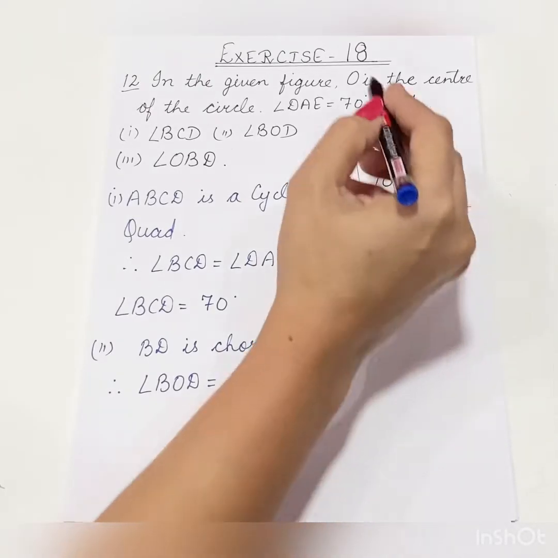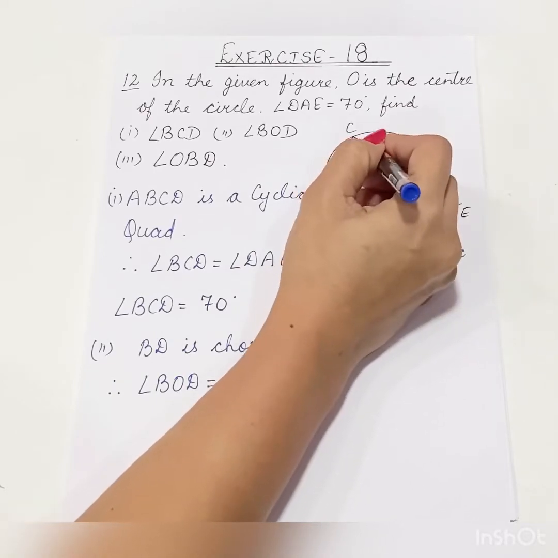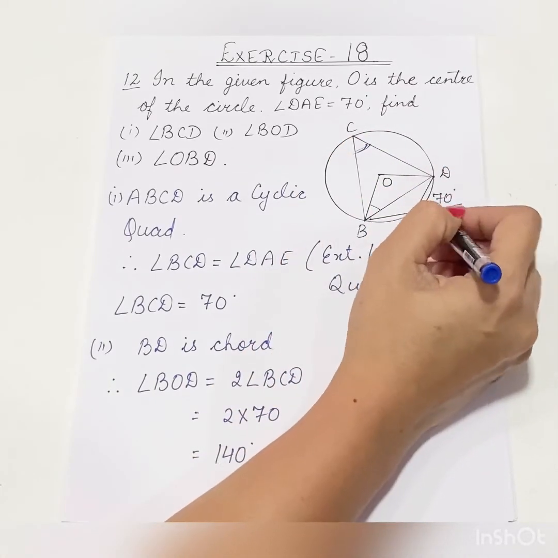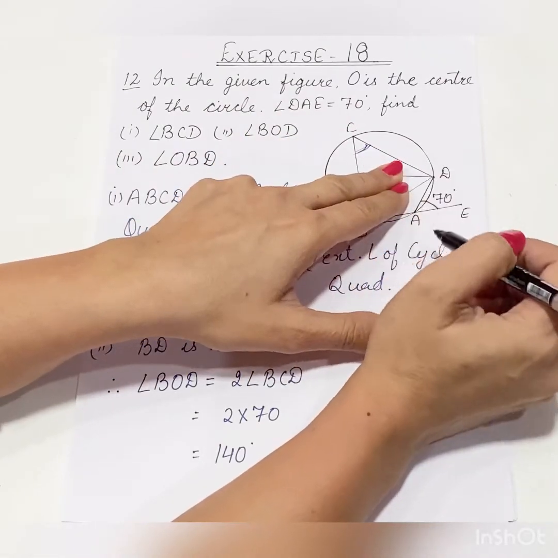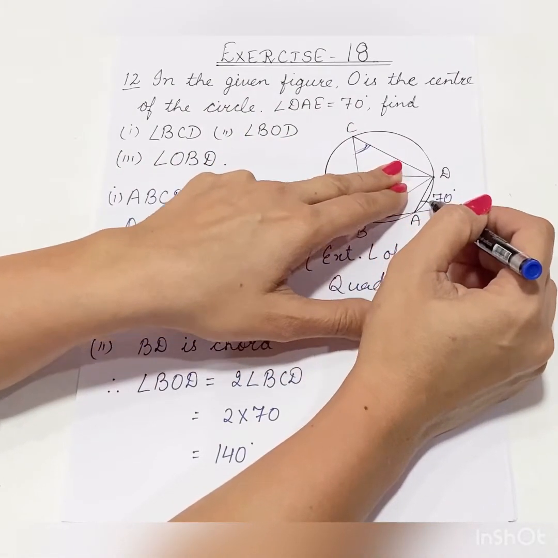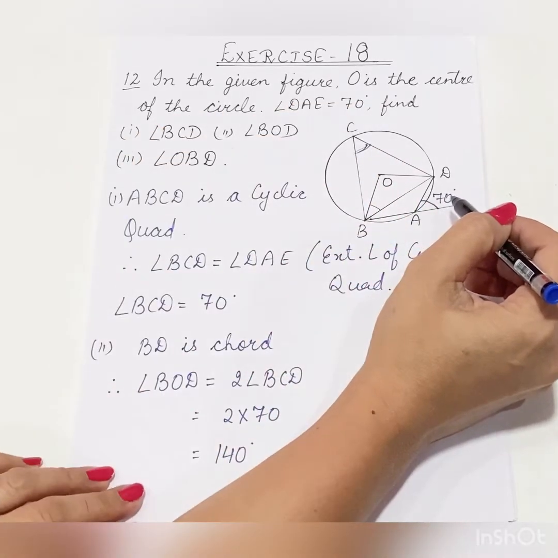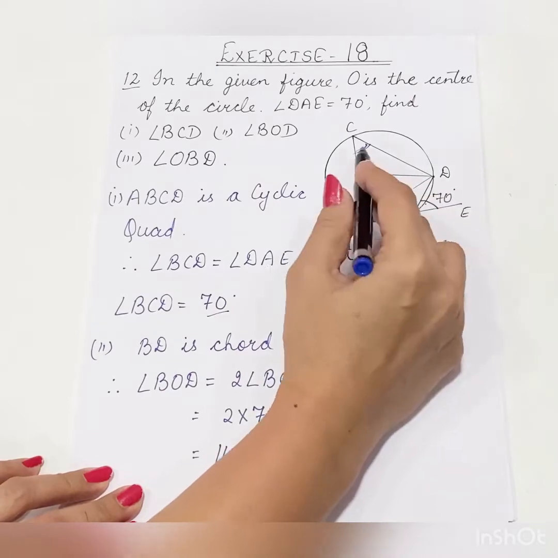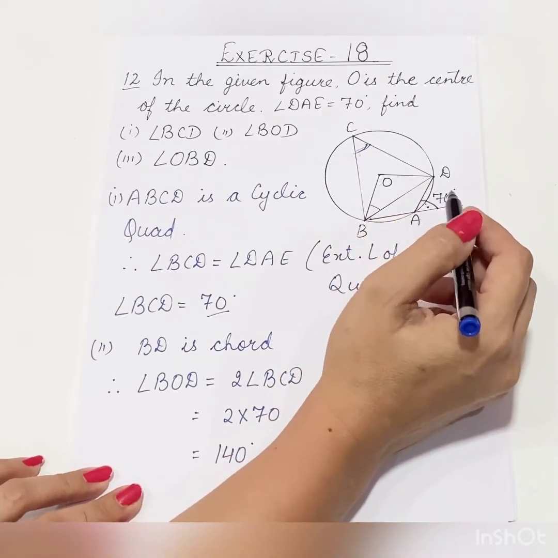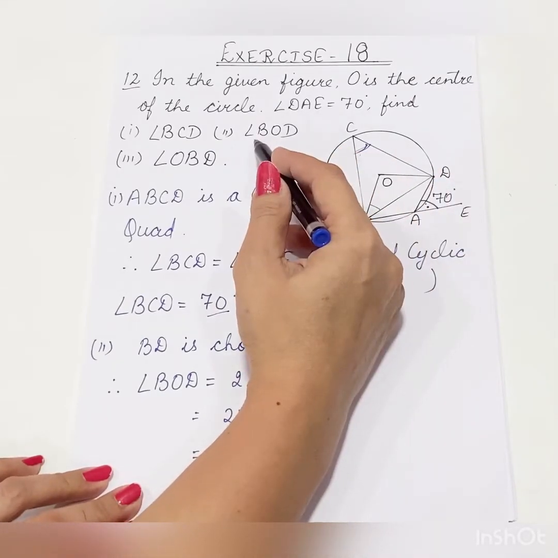And therefore angle BCD is equal to angle DAE. See, if we are considering this cyclic quadrilateral, we have done that the exterior angle of a cyclic quadrilateral is equal to the opposite interior angle. So angle BCD comes out to be 70 degrees, right? This is the exterior angle. Next we have to calculate angle BOD.